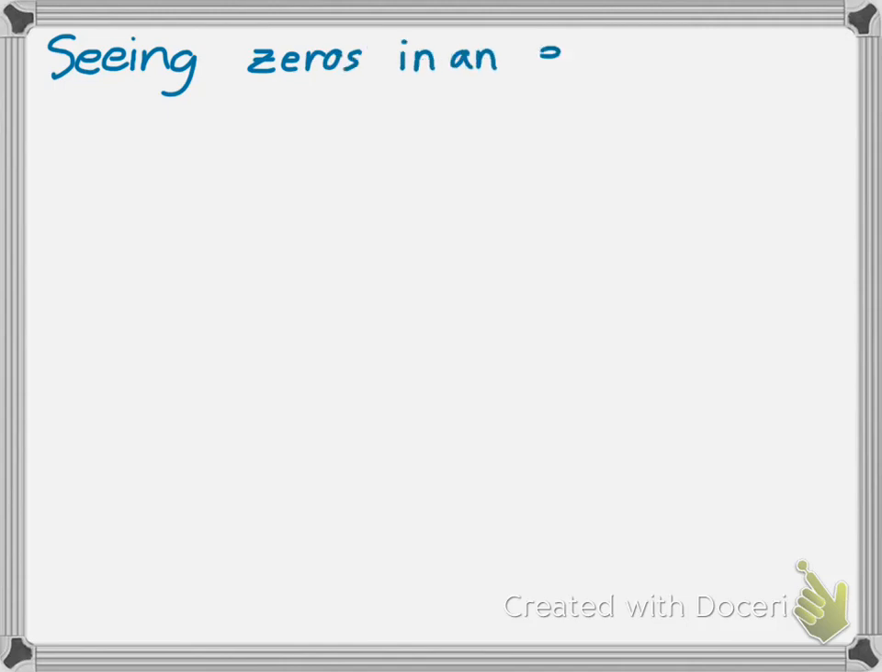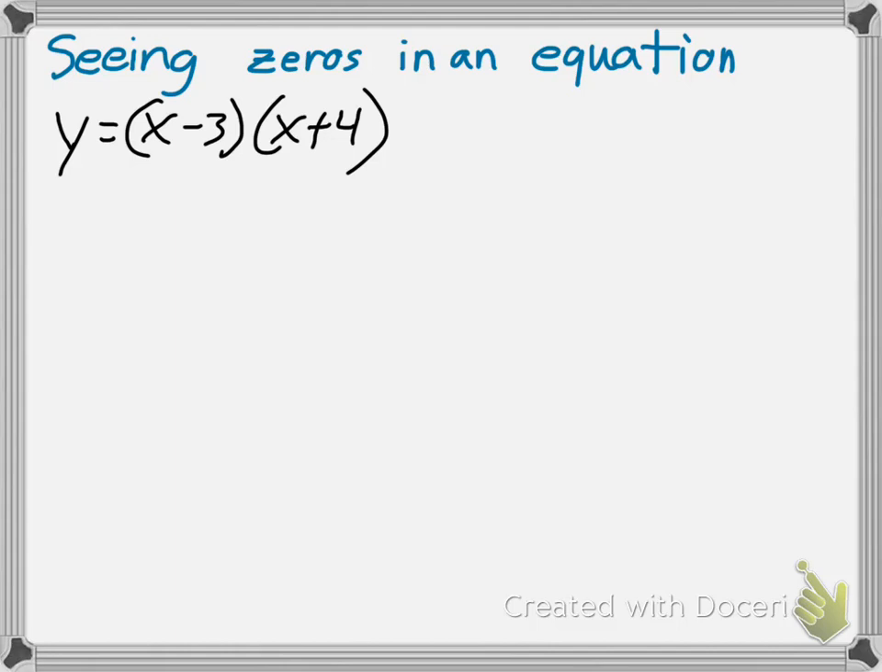So what if we didn't have a graph, or they just gave us an equation? How can we see the zeros in an equation? Well, we could, in fact, use a graph to identify what the zeros are. And let's do that real quick. Let's graph x minus 3 and x plus 4 and see what we get.